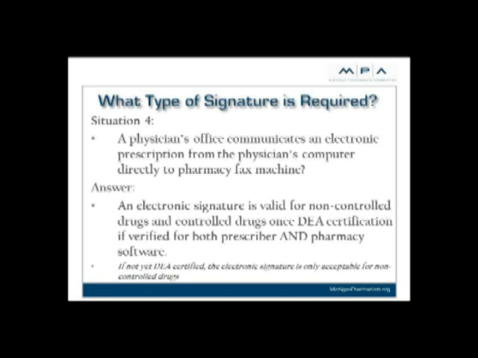and an electronic signature would be valid for a controlled substance once both your pharmacy's software has been DEA certified and the physician's software has been DEA certified. If one of those 2 certifications has not yet been completed, then your pharmacy cannot accept an electronic signature on a controlled substance. Hopefully that's clear, and if I need to clarify later, I'd be happy to do so.